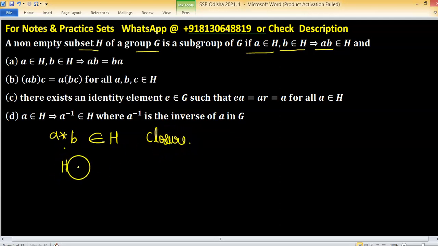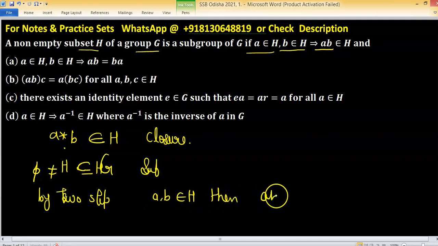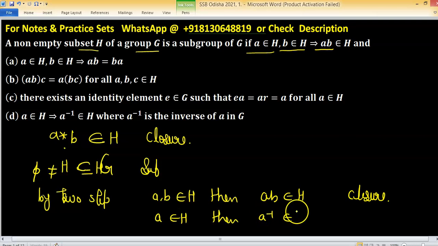So a subset H of G, and H must be non-empty. A subset H of G is said to be a subgroup by the two-step test, which says if AB belongs to H, then AB belongs to H. This property sometimes we say closure property. And if A belongs to H, then their inverse also belongs to H. This property is known as inverse property.